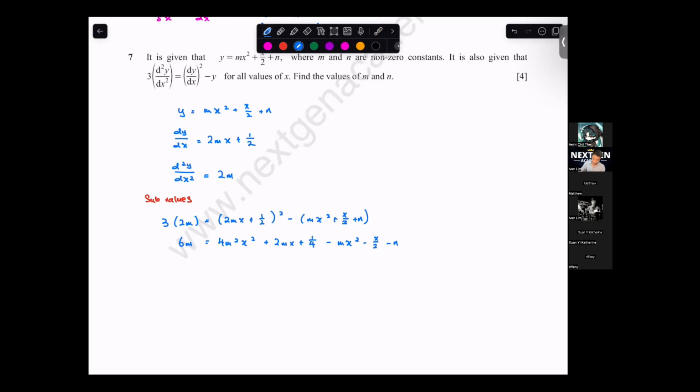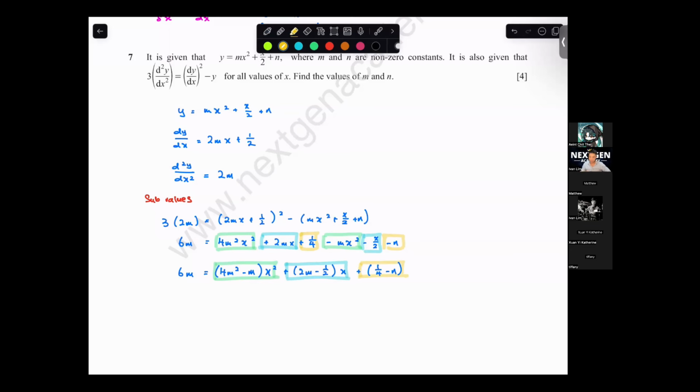Okay, before we do that, we are going to group the terms first. Okay, so here, the x² and x² I group together. The x and the x I group together. And then the no-x one I put together. Okay, so I'm going to rewrite this as (4m² − m)x², you factorize the x² out, plus (2m − 1/2)x plus (1/4 − n). Can you see what I am doing here? Group it first. Group it over here.